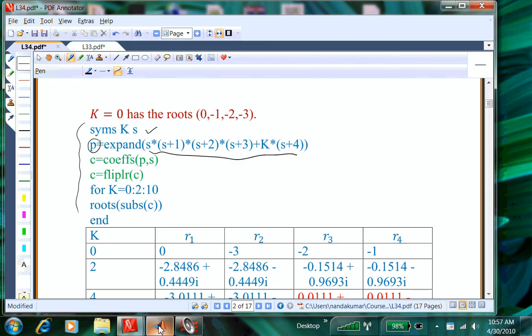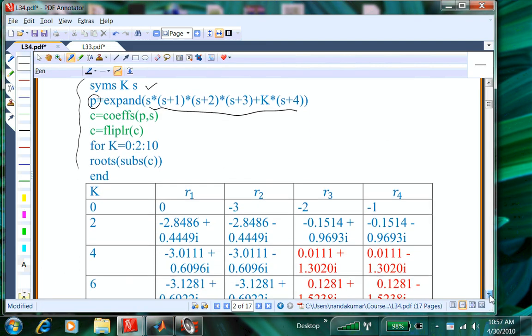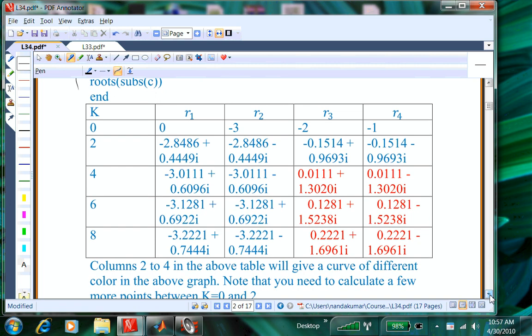Okay. Now you can put them in the form of a table, and that's what I've shown here. Organize them in the form of a table. So when K equals 0, you have the 4 roots. And by studying this table, what can you say about stability? Right? And I'm still at K equals 4. So somewhere in between, one root, or in this case two roots, a pair of complex roots, has a positive real part.